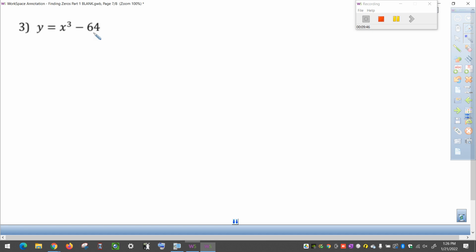Okay, let's take a look at the next one. Degree is 3 again, so we should have 3 zeros. This x cubed minus 64 now looks like a difference of cubes. So we can certainly see that x is being cubed at the beginning, but we also know that 64 is a perfect cube. It is 4 cubed. And so what we want to think about here are those formulas that we did yesterday.